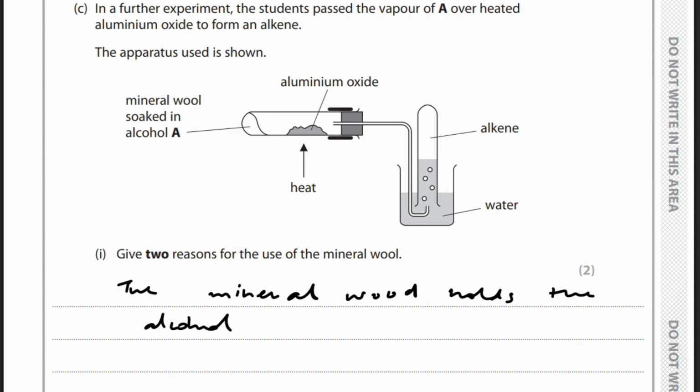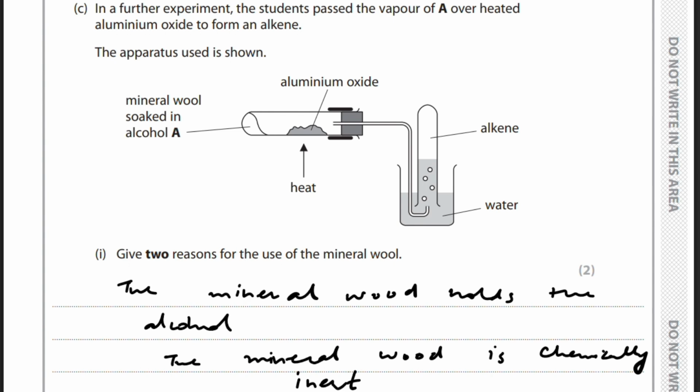And what can be the other reason? Because the mineral wool is inert, is chemically inert. So we are using it because it will not react with alcohol. So the reason is that the mineral wool holds alcohol in place at the end of the tube.